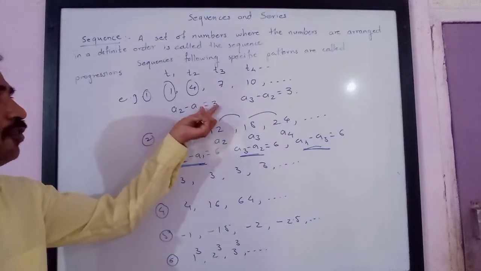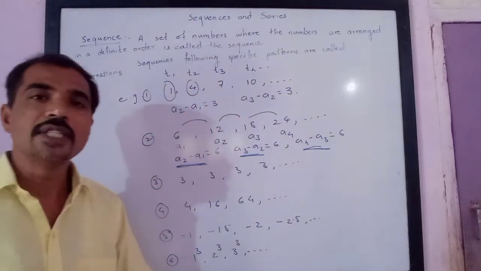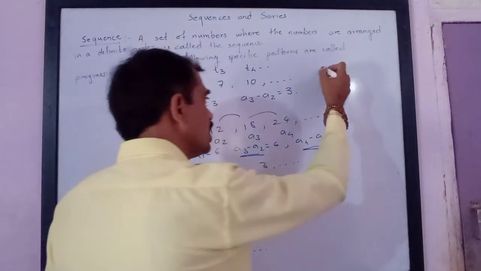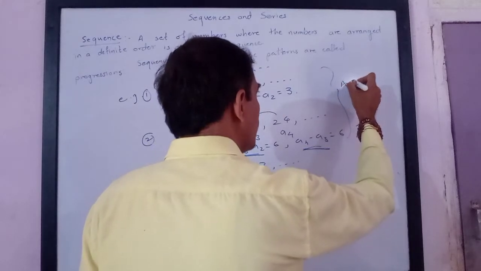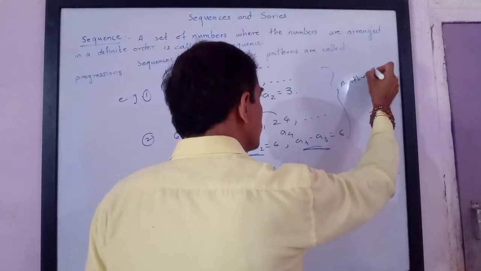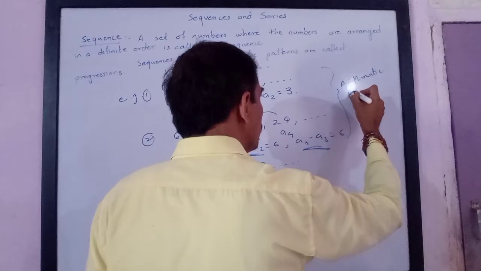So if the difference between the consecutive terms is the same, then we call such sequences arithmetic progressions. They are arithmetic progressions.